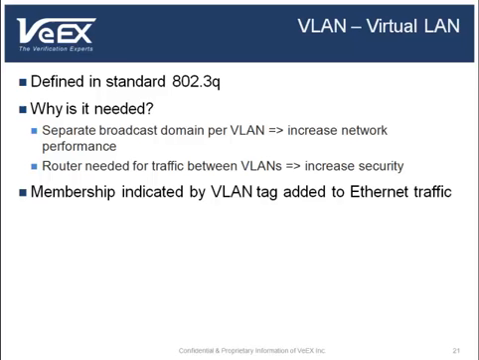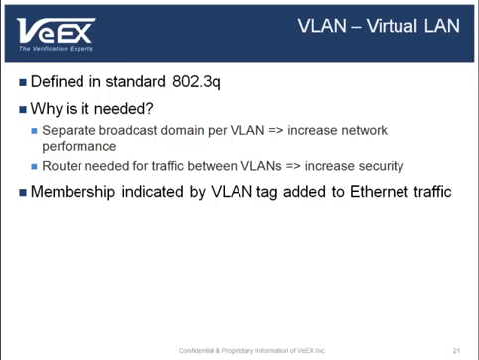By restricting broadcast traffic to a particular group or area, a VLAN increases network performance. More importantly, a VLAN increases security because it requires a router before it can communicate with another VLAN.